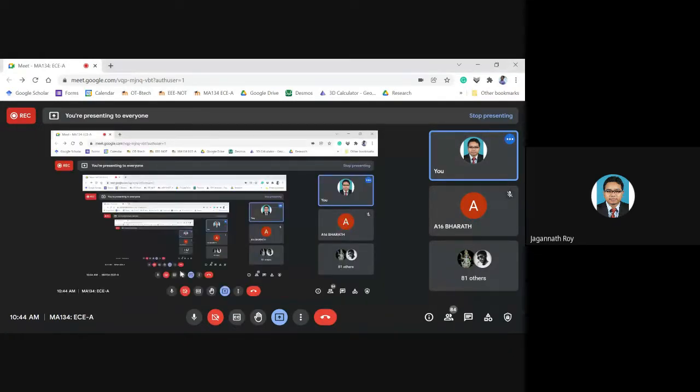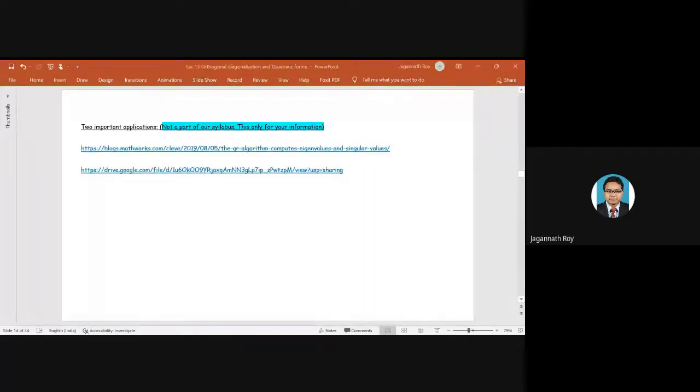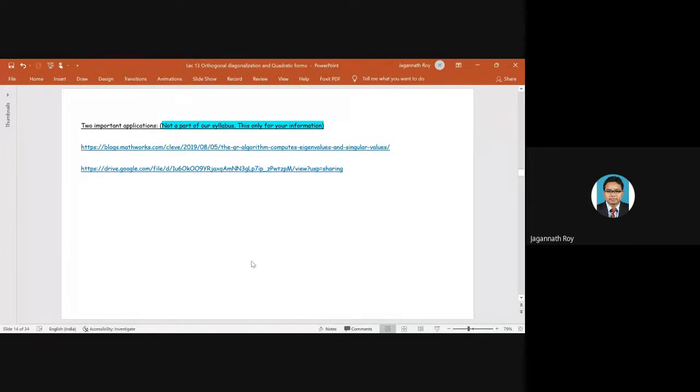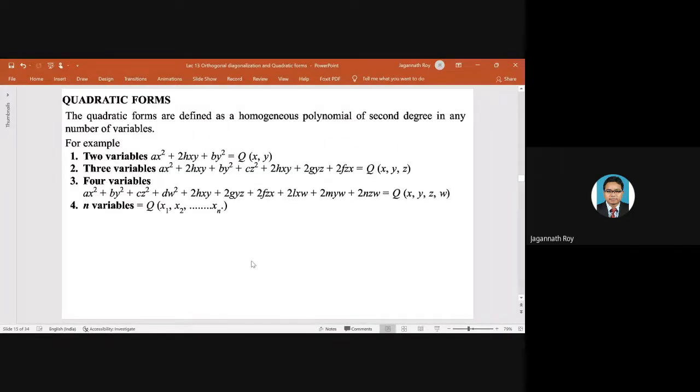Okay. Now the next topic that we are going to discuss is called quadratic forms, which is also related to eigenvalues and eigenvectors. Okay. And you can find this QR code or other applications. They are also related to these quadratic forms. So what is a quadratic form? So let us define. A quadratic form is defined as a homogeneous polynomial of second degree in any number of variables.